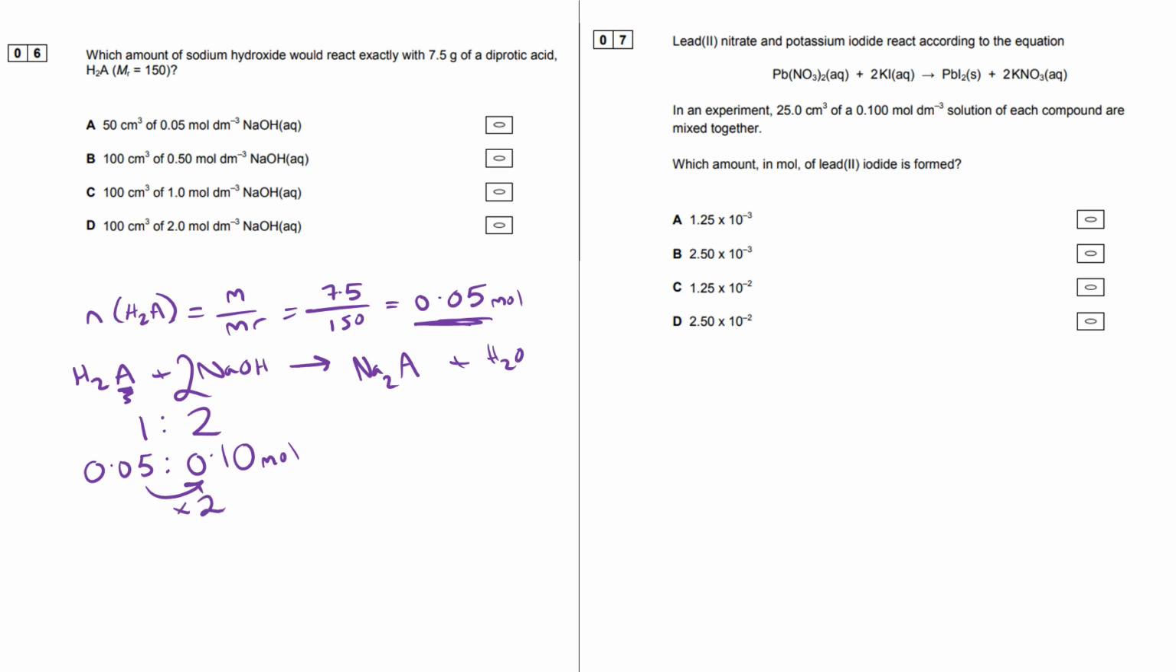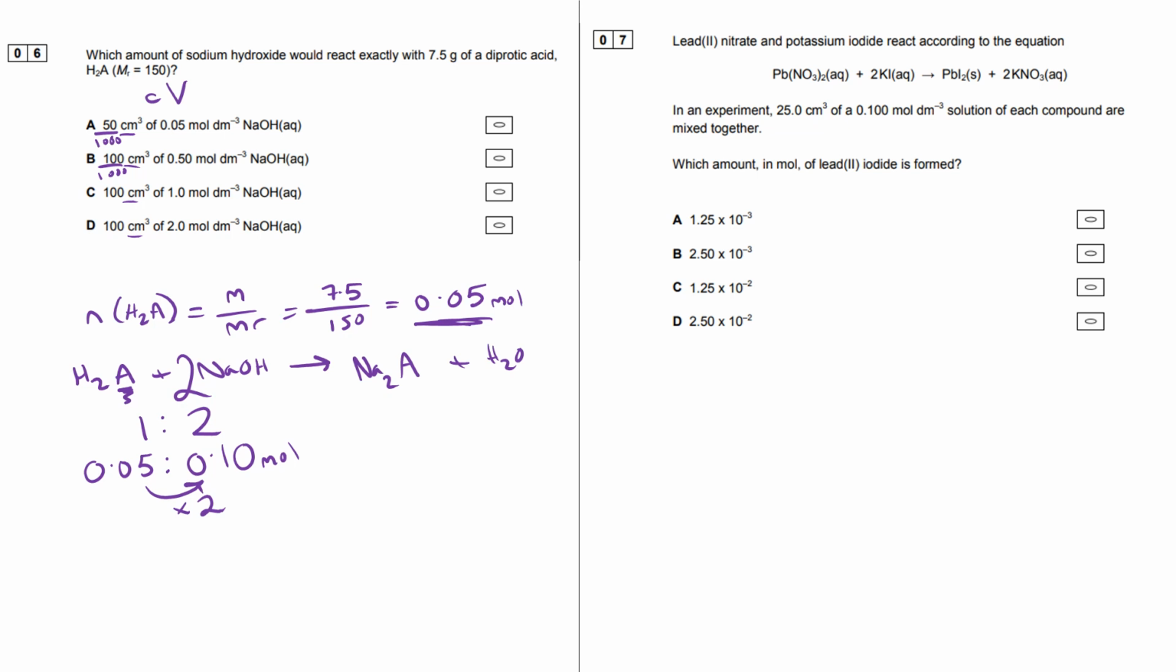So which of these answers will give us 0.10 moles? You're given the volume and the concentration in each case. So remember, moles can be worked out by doing concentration times volume, and if it's centimetres cubed, don't forget to divide each volume by 1000 when you're doing this calculation.